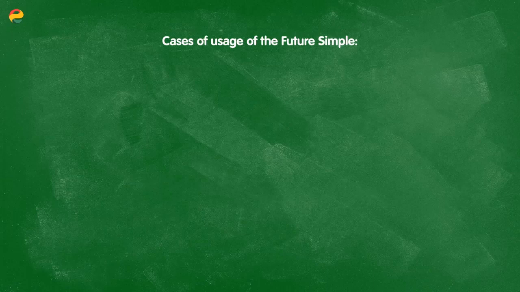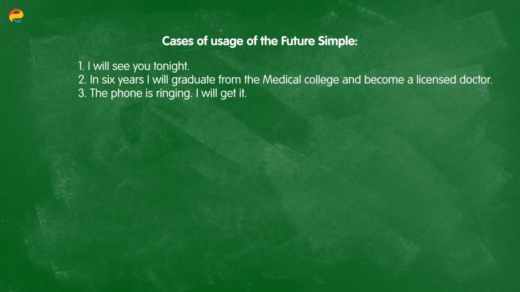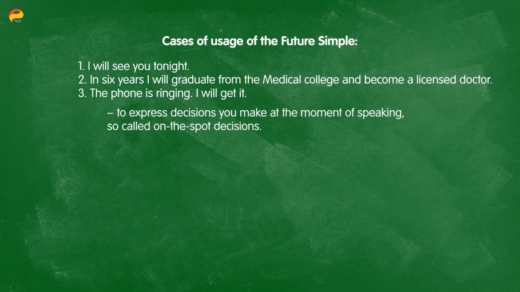Some cases of usage of the future simple tense are as follows. For example, I can say, I will see you tonight at 6. Or another example, in 6 years, I will graduate from the medical college and become a licensed doctor. Here, I've made an on-the-spot decision. I haven't planned my response in my head. This is what is called the future indefinite tense. Here, I've made a sudden response without planning it. So I'm using the word will.